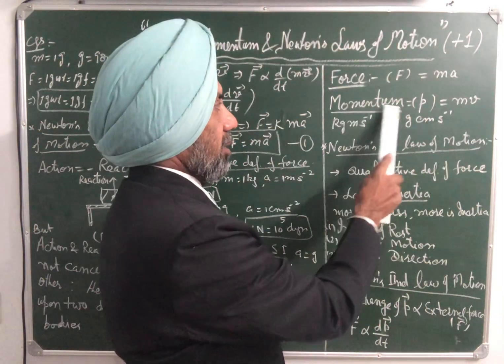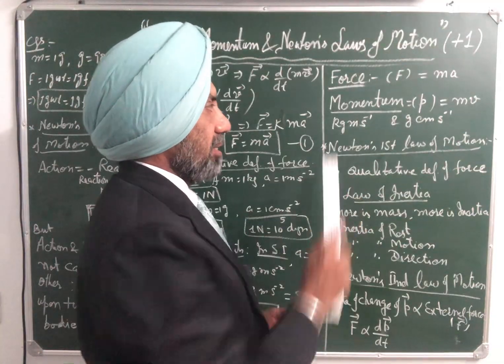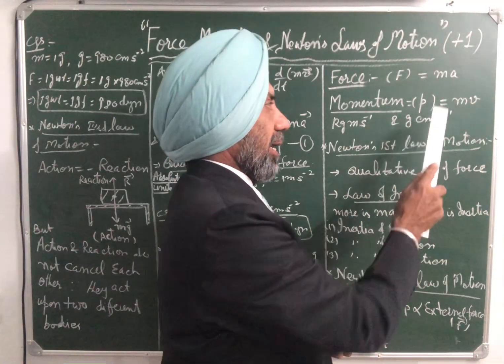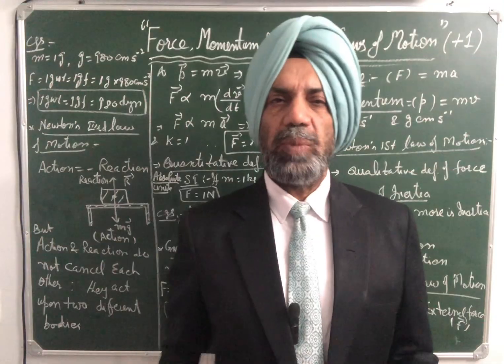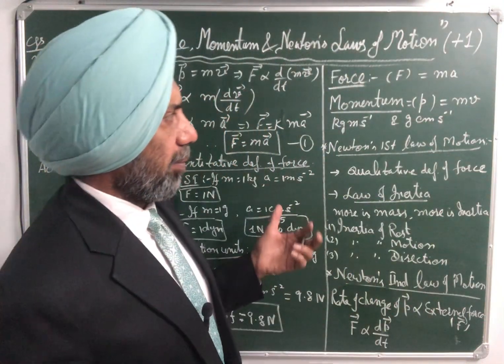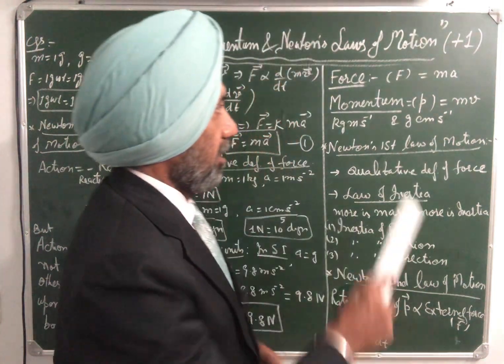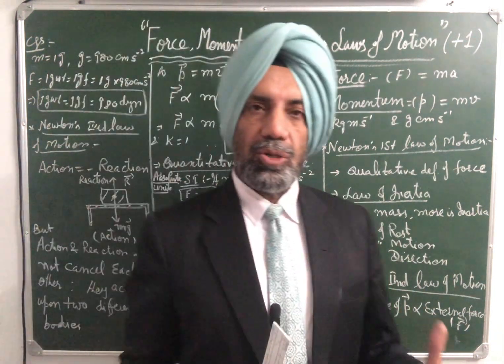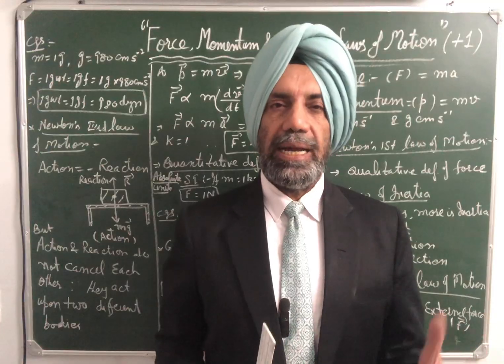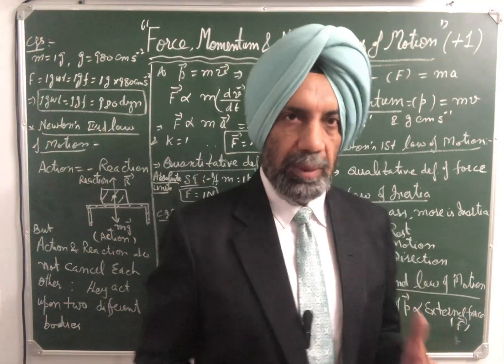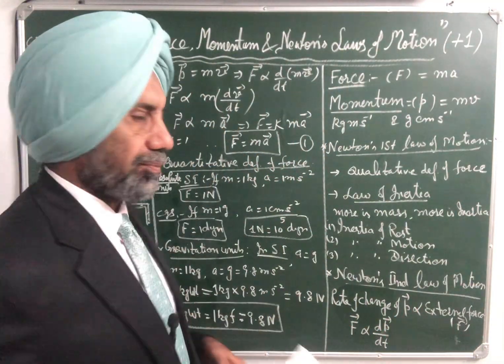Units of momentum in the SI system will be kg meter per second, and in the CGS system will be gram centimeter per second. No special name has been given to the units of momentum in SI and CGS systems. On the other hand, units of force have special names, newton and dyne, in SI and CGS systems respectively. That we'll discuss later on.